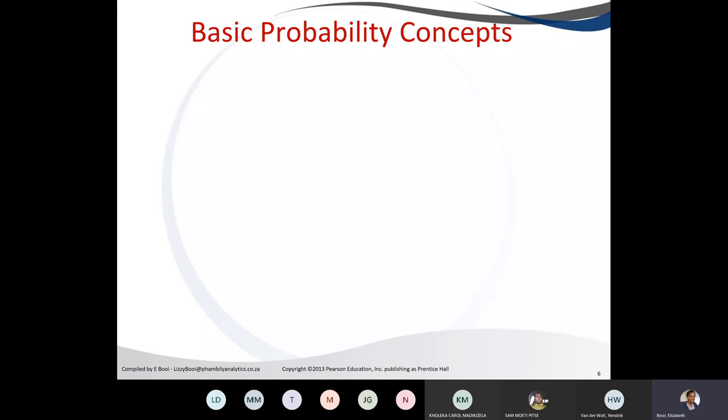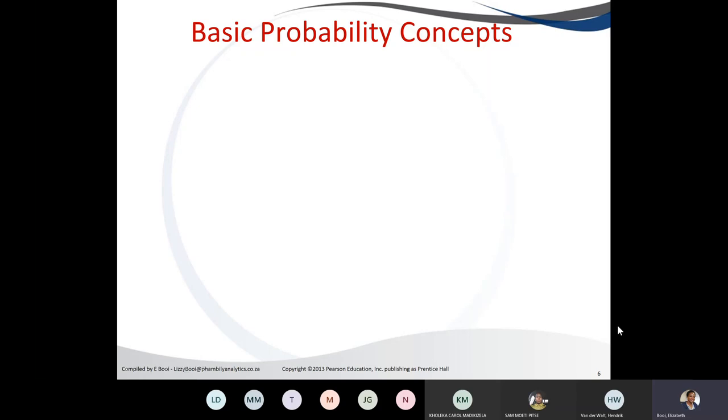So that is what you're going to learn. Those concepts that they use in doing so many other things, you're going to learn them today. And you're going to learn how to apply some of these rules to get the likelihood of something happening or not.